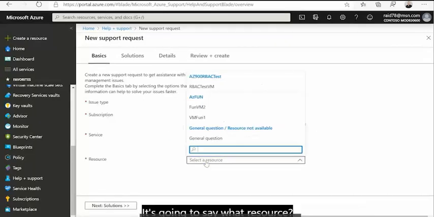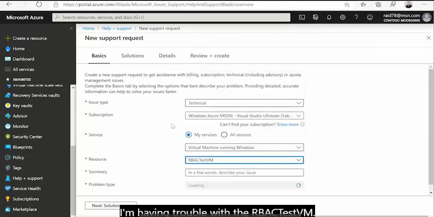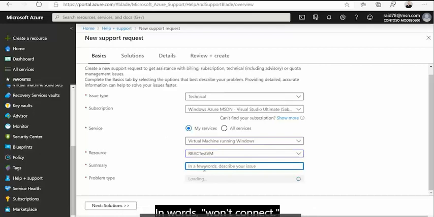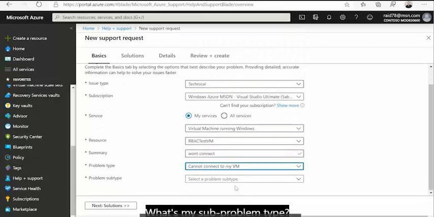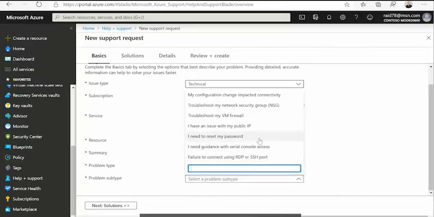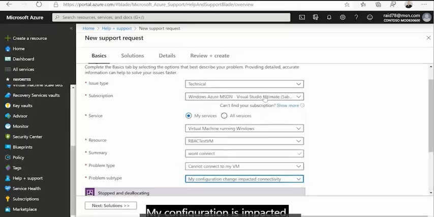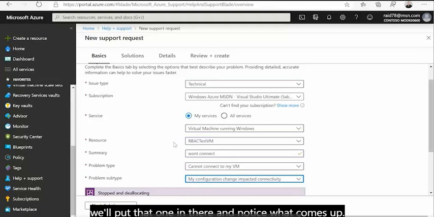It's going to say what resource. I'm having trouble with the RBAC test VM. In other words, it won't connect. What's my problem type? Cannot connect to my VM. What's my sub-problem type? My configuration is impacted. We'll put that one in there. And notice what comes up.